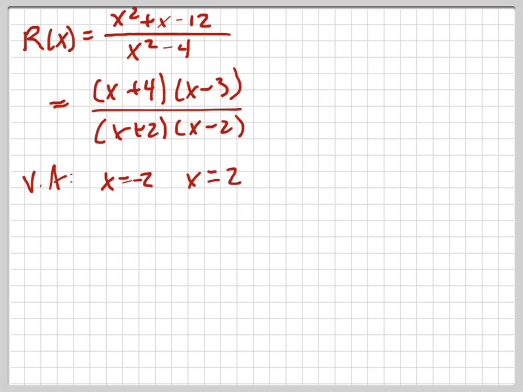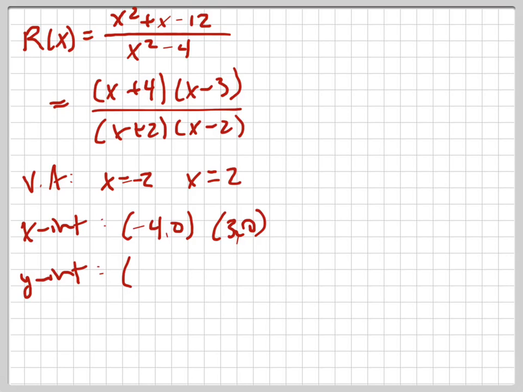Our x-intercepts are going to be where the numerator equals 0, so that's going to be (-4, 0) and (3, 0). And our y-intercept, might as well find that too, is going to be (0, 3). And then one more thing.